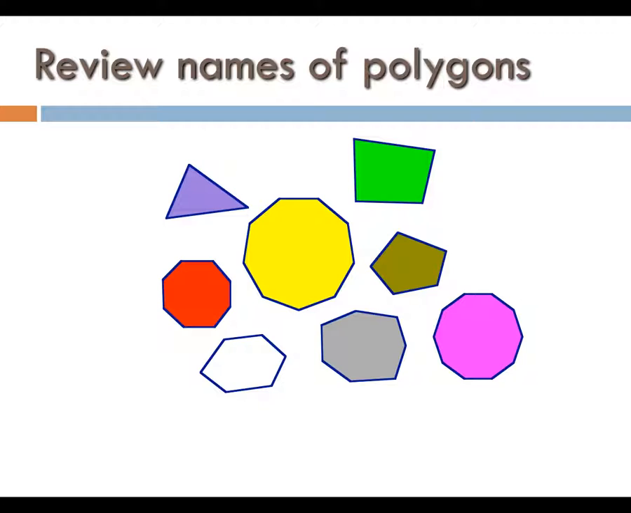What if it's got n number of sides? We don't know the number of sides. What would you call that polygon? An n-gon. Good. Don't get an n-gon confused with a nonagon.